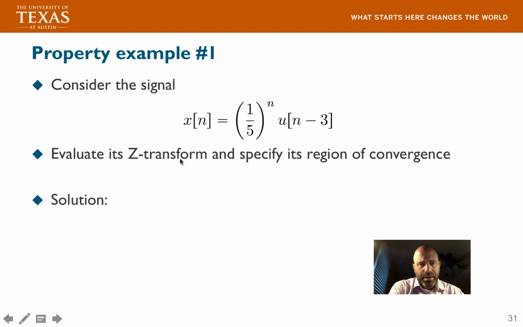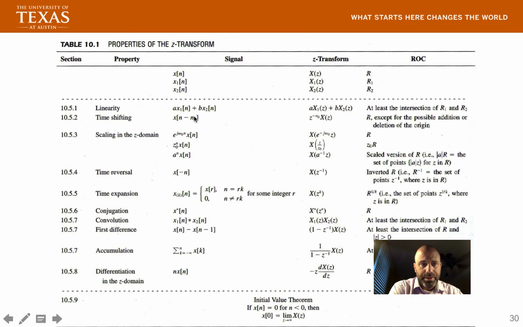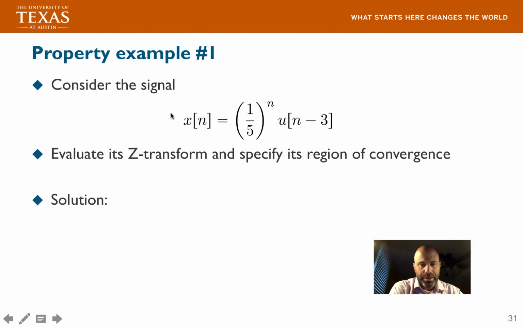So let's do a couple examples with the properties. Consider a signal (1/5) to the n u of n minus 3. Let's evaluate its z-transform and specify its region of convergence. Now this looks very similar to something we have in the table, except that we have a unit step of n minus 3 here. If we can write this in terms of n minus 3, we can use the time shifting property. So that's going to be the strategy here.